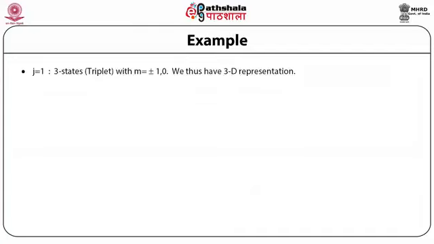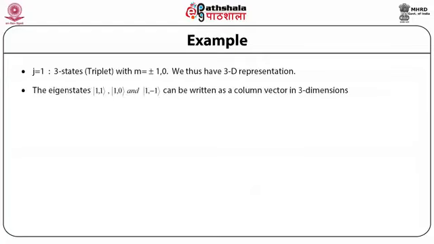So when J is equal to 1, how many states are there? 2J plus 1, which is equal to 3. What are the possible values of M? It goes from minus J to J, so that means plus 1 to minus 1 in steps of 1. So possible values of M are 1, 0, minus 1. And we can then write a 3-dimensional representation. Earlier, for J equal to half, we obtained a 2-dimensional representation. We now obtain a 3-dimensional representation. Now consider the eigenstates 1 1, 1 0 and 1 minus 1. That means 1 1 means J is equal to 1, M is equal to 1.